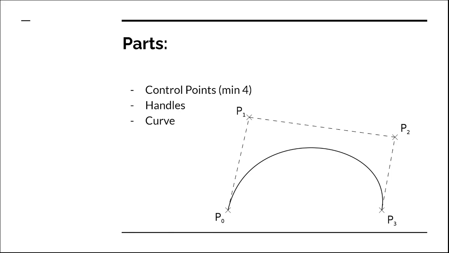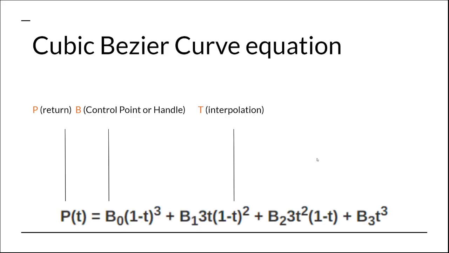There are control points and handles. P0 is a control point, P3 is a control point, and handles are P1 and P2. All of these influence the curve, which is right here, and the minimum amount of control points is 4.